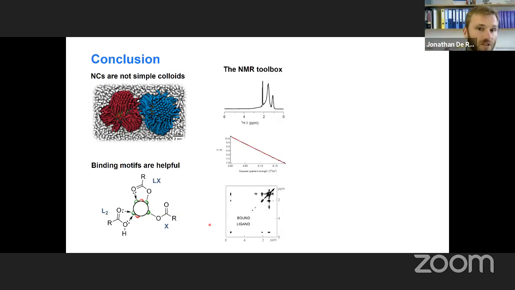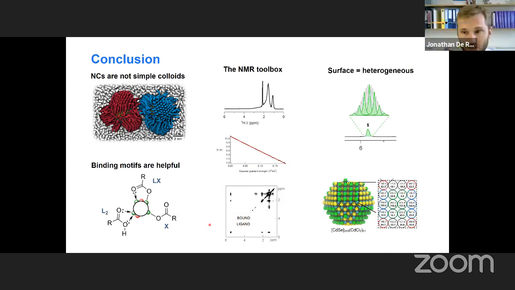The NMR toolbox, 1D, DOSY, and NOESY together can tell you a lot about how ligands are interacting with the surface. And finally, the surface is a very heterogeneous place. These NMR resonances are heterogeneously broadened, saying something about the solvation, but the thermodynamics is also very heterogeneous. So be aware, don't just calculate a single equilibrium constant and call it a day.